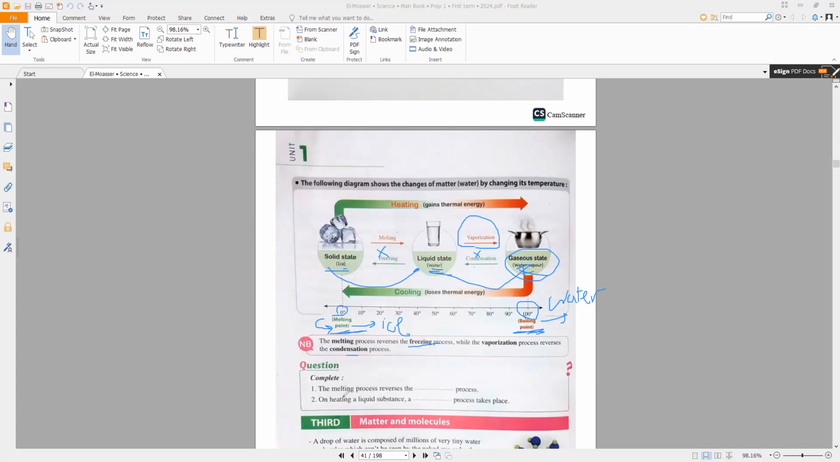Let's answer these questions. The melting process reverses the freezing process. Number 2, on heating a liquid substance, what will happen? When I heat a liquid substance, the vaporization process takes place.